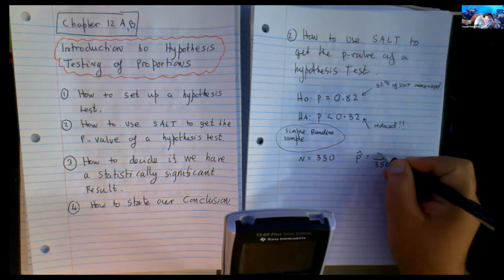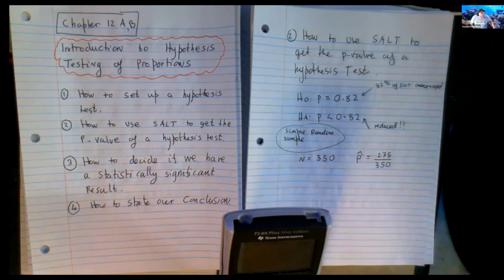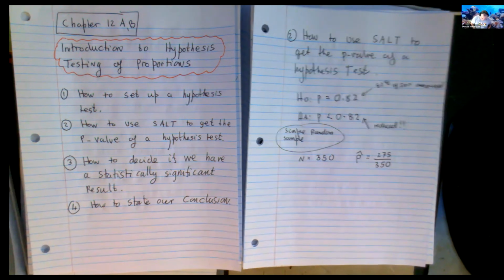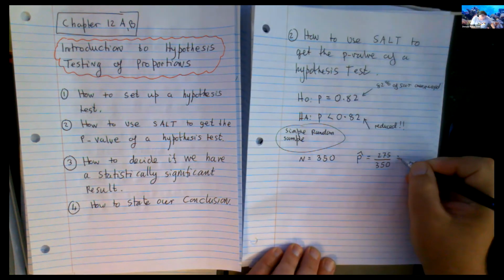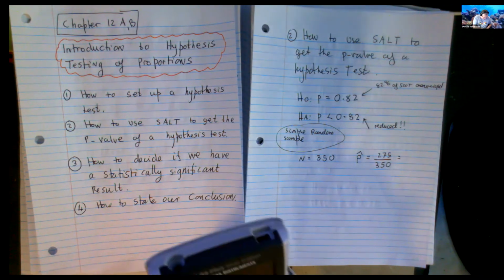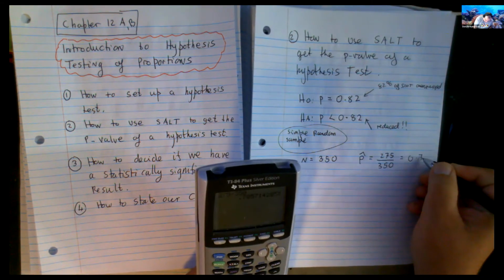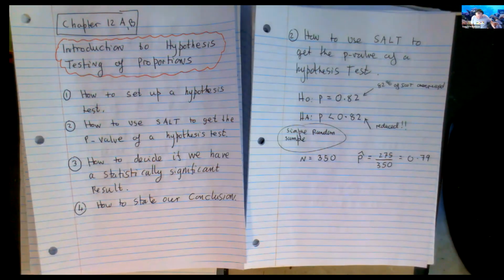And they got 275 for overweight, which happens to be about 0.79. So superficially, would you agree that it's 79% according to our sample? And the population, it used to be 82. Now that is a reduction, agreed?